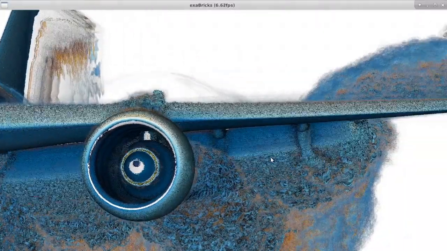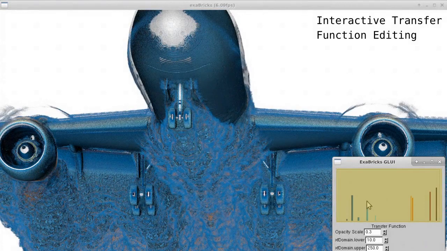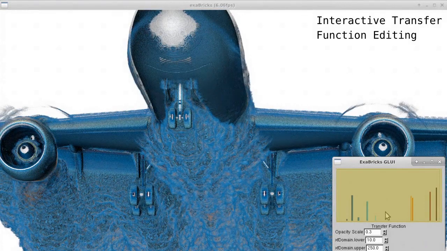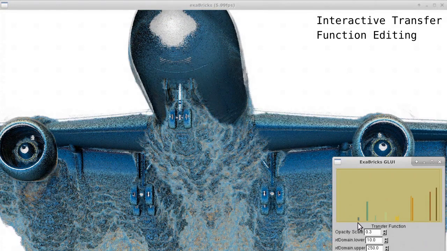The original data contains 656 million AMR cells, along with 63.15 million triangles representing the jet geometry. After instancing, the data contains 1.31 billion AMR cells and 126 million triangles.